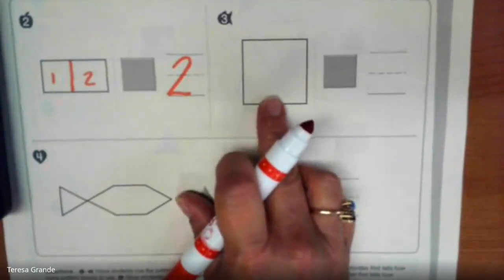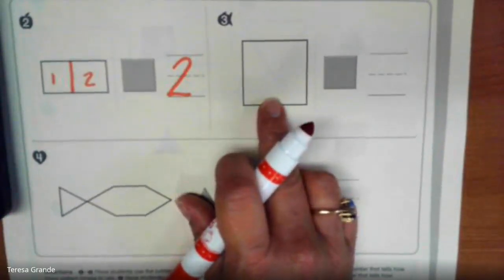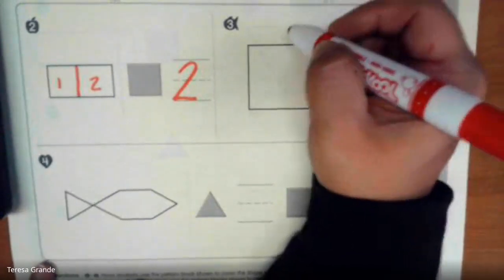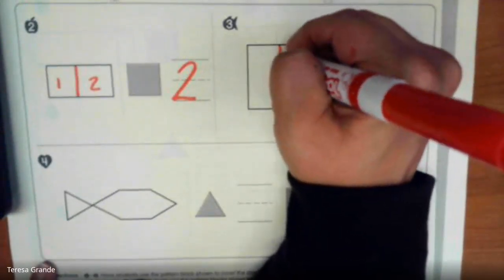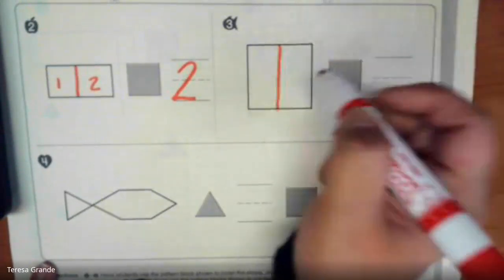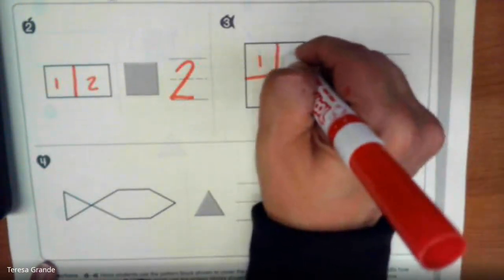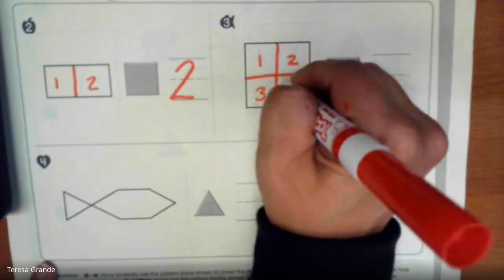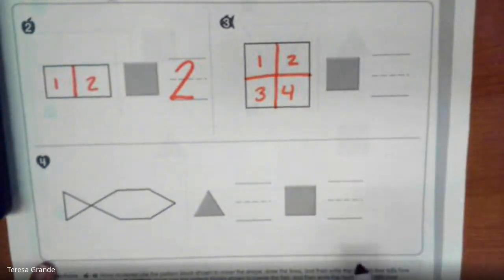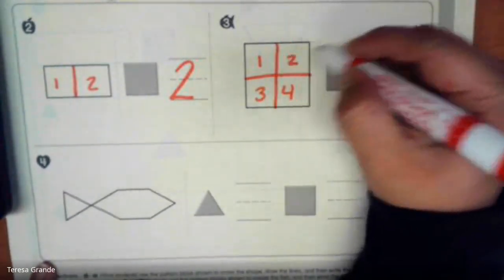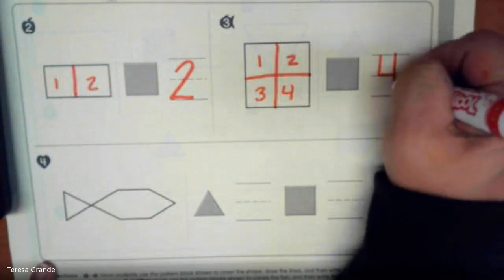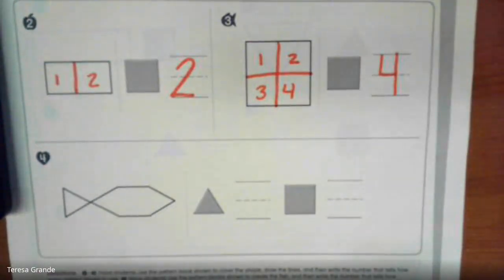How many squares can we make out of the big square? Let me show you guys a trick. Whenever you have a big square, if you draw a line this way and you draw a line this way, you get 1, 2, 3, 4 perfect squares. So this big square holds 4 little squares.